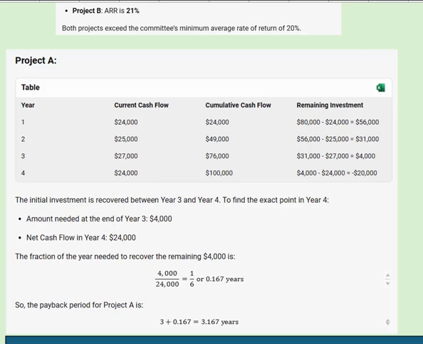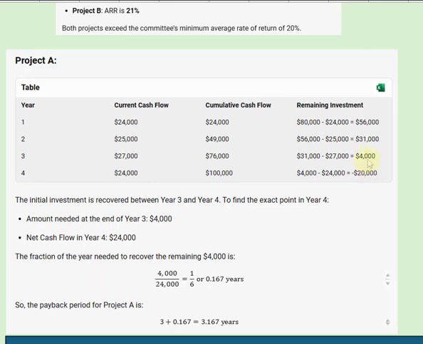Okay, next we have to calculate simple payback. And now what I have is a table of the cash flows, right? So for project A, here's the cash flows. So here's the cumulative cash flows. But remember, you have to start with the $80,000 and then subtract it out as you go to see what your balance is. So what we see is after 4 years, we go negative.